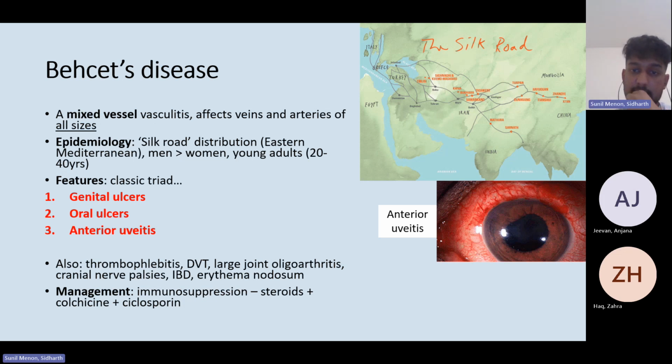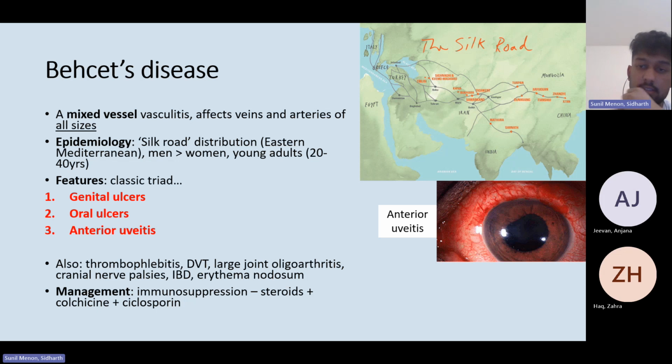So this is a mixed vessel vasculitis. It's a type 3 hypersensitivity, I think. That's the classic triad: genital ulcers, oral ulcers, and anterior uveitis. It's more common in Eastern Mediterranean countries like Turkey, as you can see on the map. More common in men, younger adults. I think it's HLA-B5 as the associated genetic link. Usually 30% of patients have a positive family history.